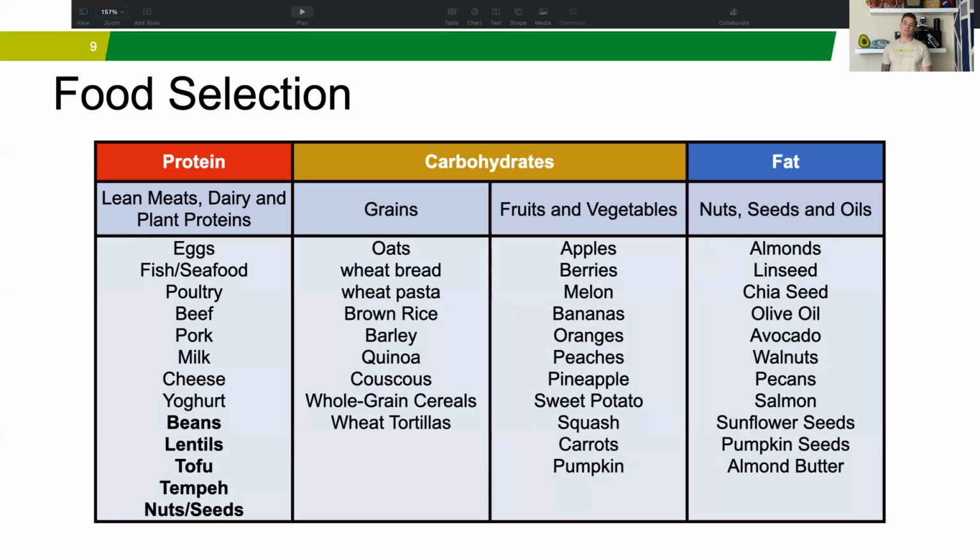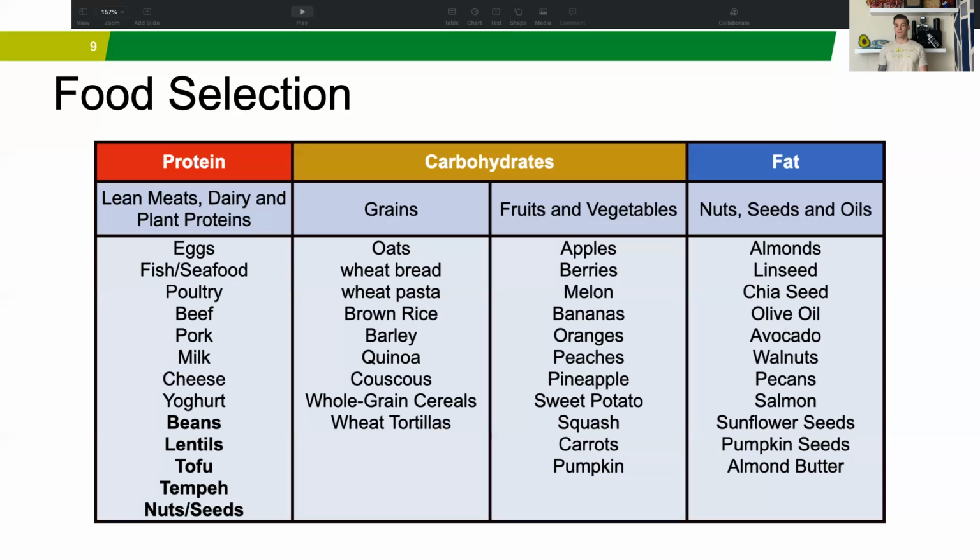So we've got proteins, carbohydrates, and fats. There's our three main macronutrients. We've got lean meats, dairy and plant proteins in the protein, such as eggs, fish and seafood, poultry, so chicken, turkey and those types of things, beef, pork, milk, cheese, yogurt, so your dairy, and the ones at the bottom there that are in bold, beans, lentils, tofu, nuts and seeds, they are for your vegetarians and vegans. So they're also good sources of protein.